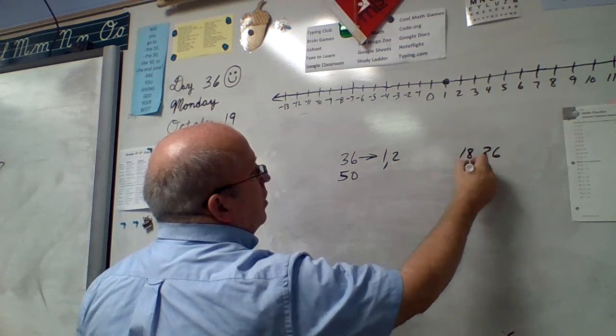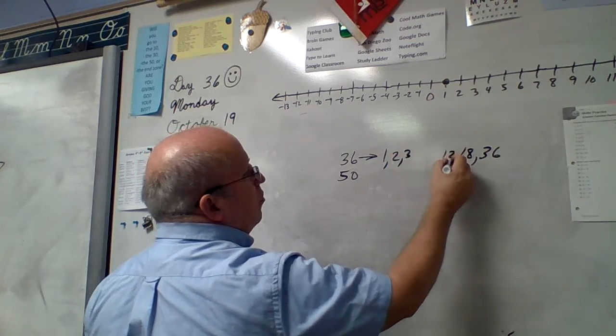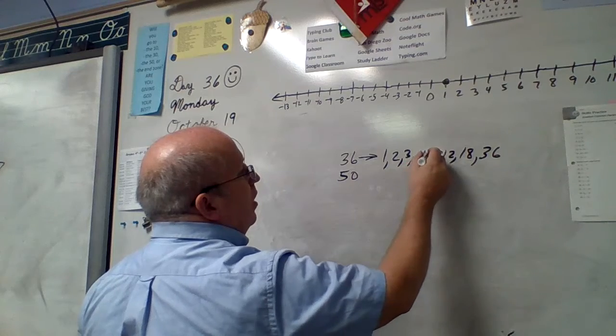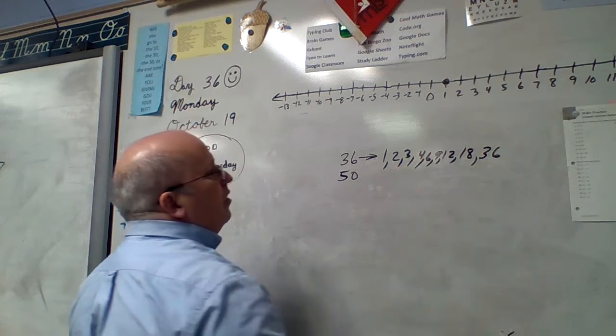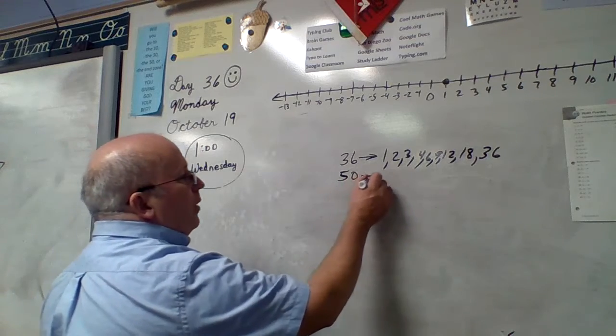How about 1 and 36, 2 and 18? How about 3 and 12? How about 4 and 9? We're running out of room. How about 6 and 6? That's it. Ooh, squeezed it in there. Got it. How about 50?